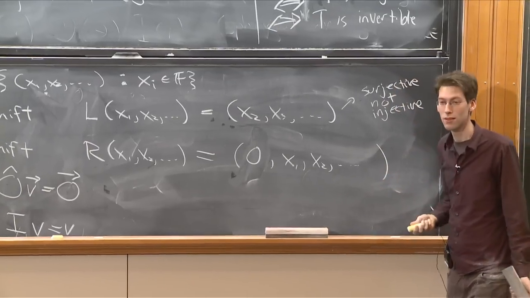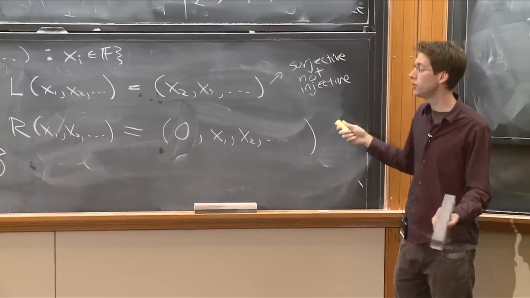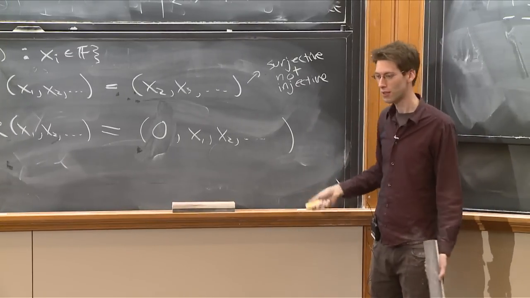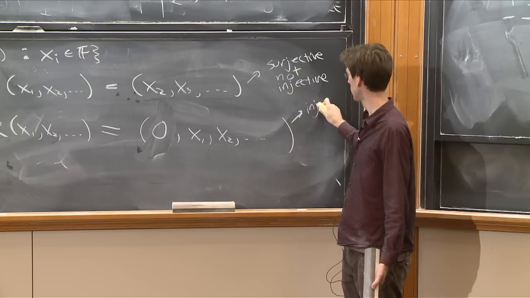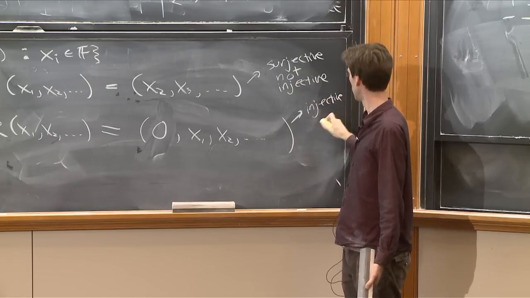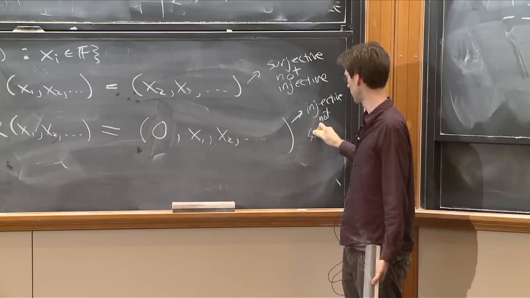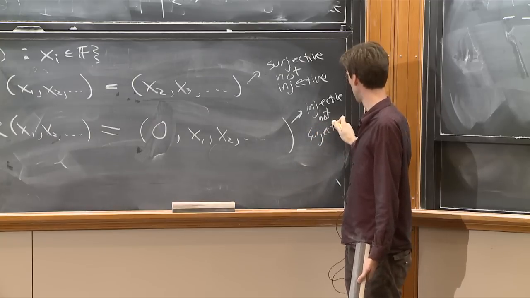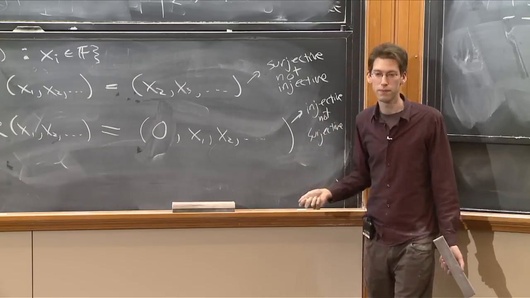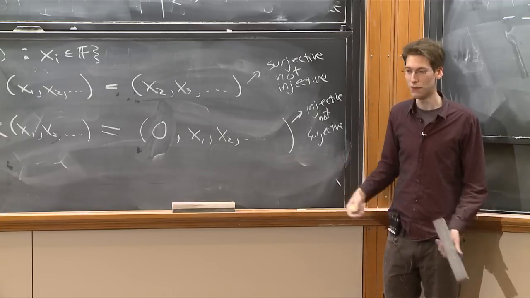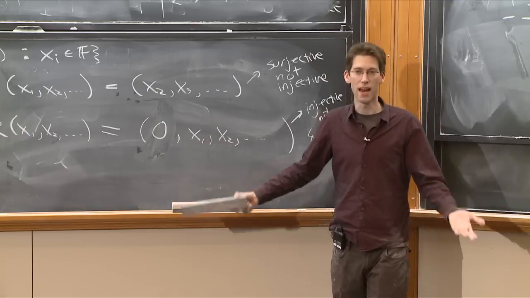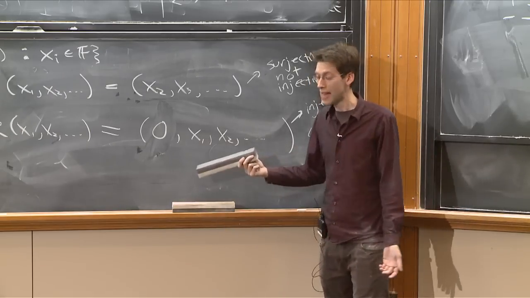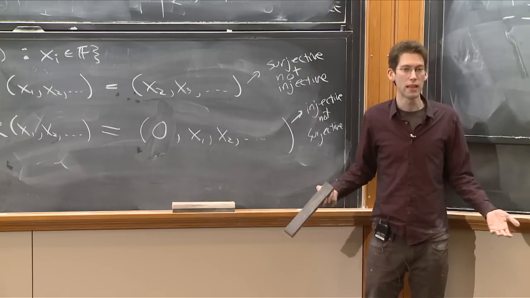On the other hand, if you want something that's injective and not surjective, you don't have to look very far. The right shift is injective and not surjective. It's pretty obvious it's not surjective. There's that 0 there, which definitely means it cannot achieve any vector. And it's not too hard to see it's injective. It hasn't lost any information.